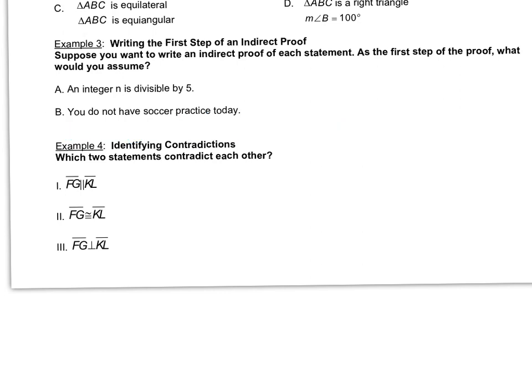Now that we know how to identify the negation, which is the first step in an indirect proof, now we're going to figure out how to find contradictions, which is the second step in an indirect proof. Number 4 states, identify contradictions. What statements contradict each other? 1. Segment FG is parallel to segment KL. 2. Segment FG is congruent to segment KL. Or 3. Segment FG is perpendicular to segment KL. The two statements that contradict each other are statements 1 and 3, because you cannot have lines that are parallel and perpendicular at the same time.